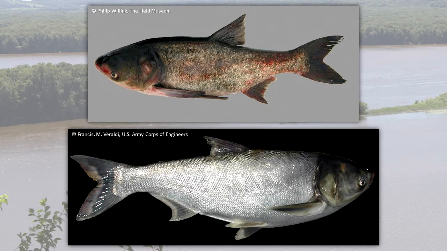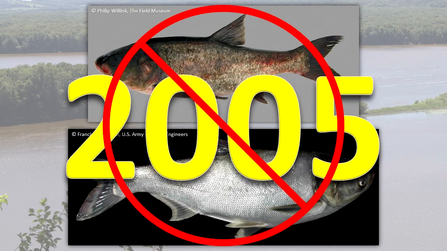These carp can be found all along the large rivers of Illinois and spawn in their backwater lakes. Possession of these fish alive in Illinois has been illegal since 2005. Do not transport them from one body of water to another.